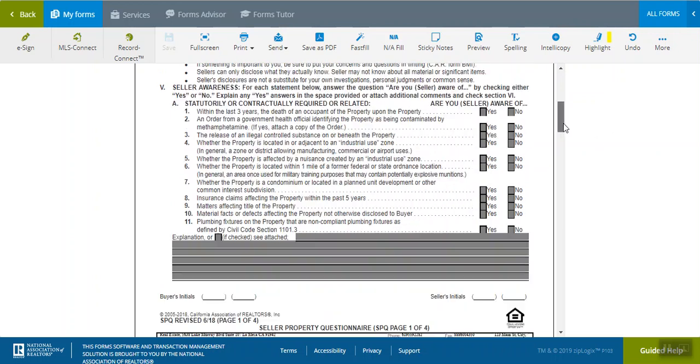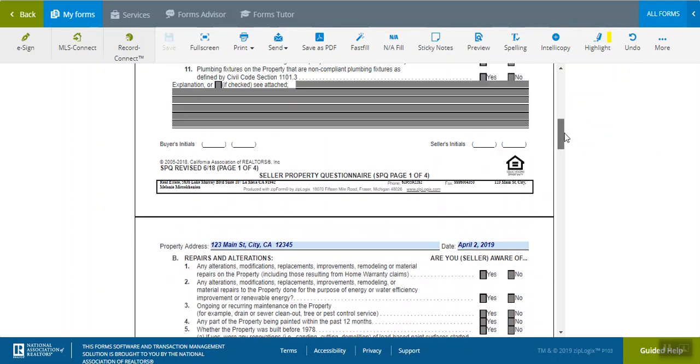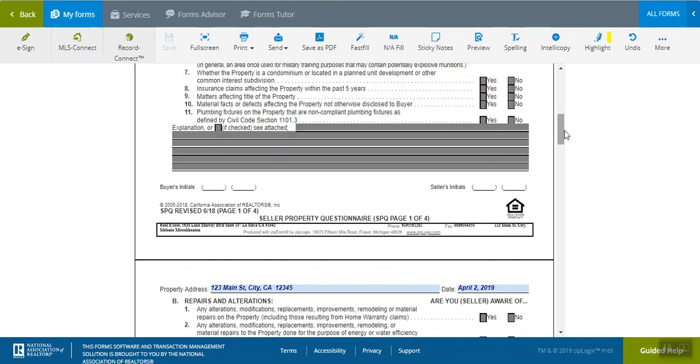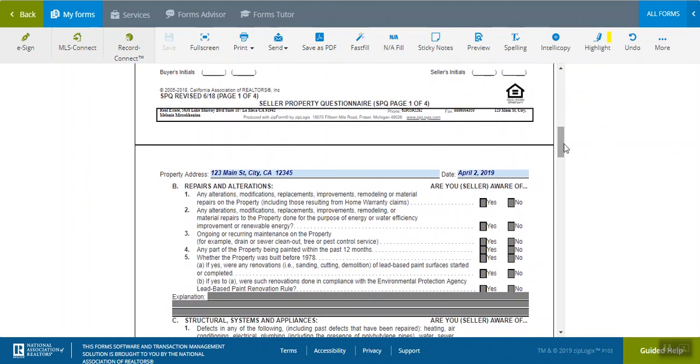The next part is a series of 5 questions on repairs and alterations. Whether the seller is aware of alterations or remodeling done to the property. Whether there is any ongoing maintenance, think monthly pest control. The property was painted in the last 12 months, or it was built on or before 1978. If any of these questions were answered yes, the seller needs to give an explanation.